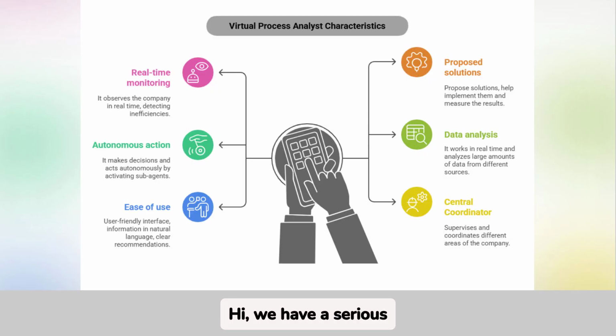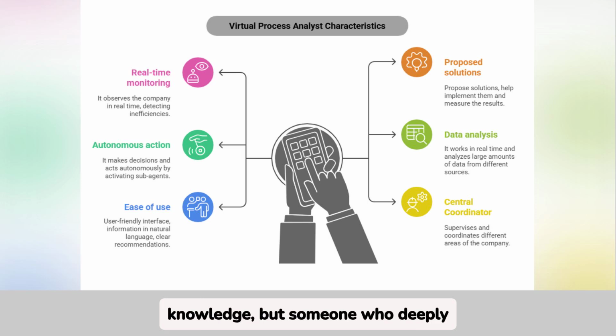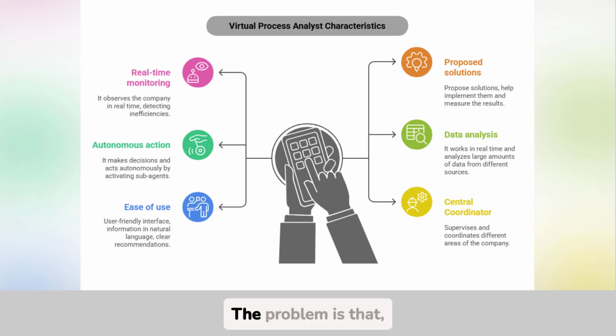Hi, we have a serious problem right now. We are having a very hard time finding someone who can fill the position of process and efficiency analyst with guarantees. We are not only looking for a person with technical knowledge, but someone who deeply understands our workflows, who can proactively identify inefficiencies, and also has the ability and vision to propose and drive strategic improvements. The problem is that, when we find profiles that come close, they usually have salary expectations beyond our reach or are committed to other projects.